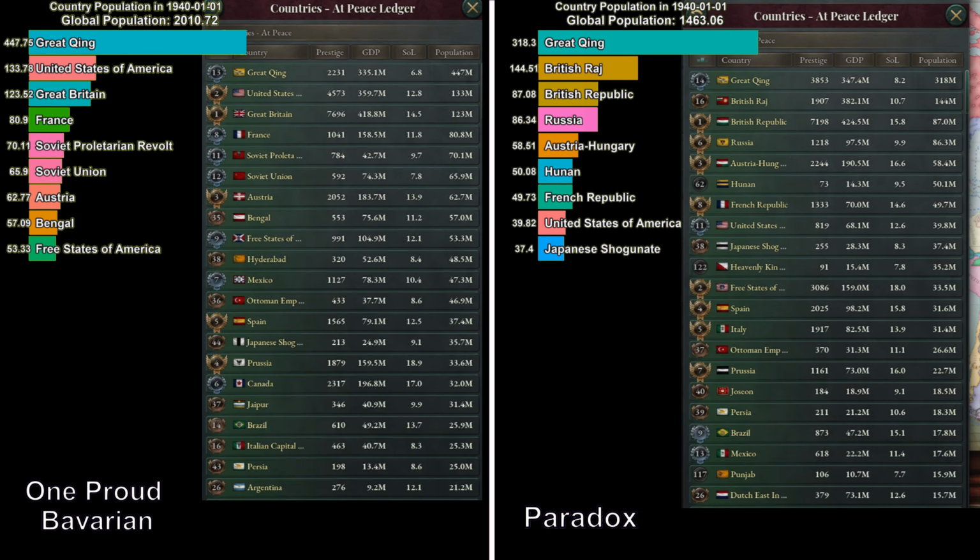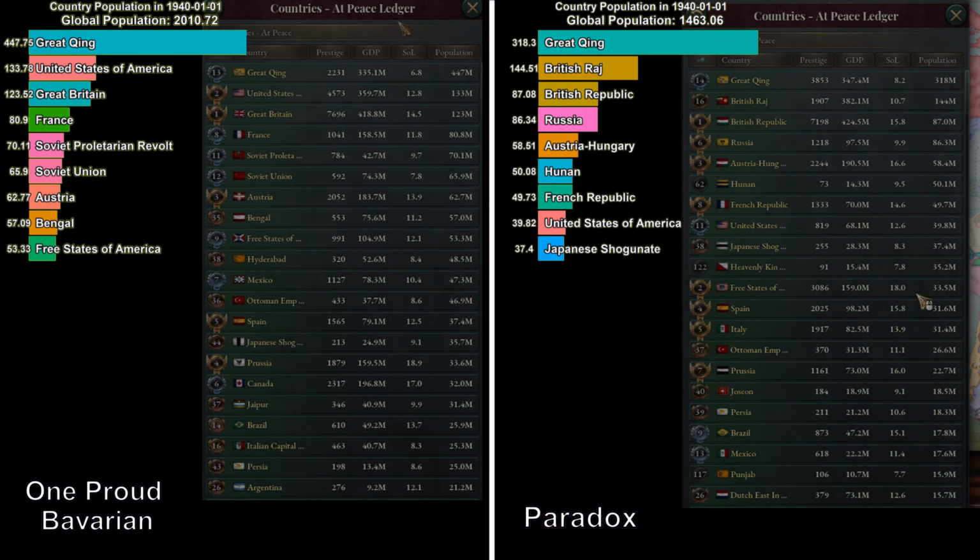VTM has in total about 500 million more population than vanilla. Also, there are several New World countries in the top countries in VTM, usually smaller ones like Canada. But how realistic or historical are these numbers?